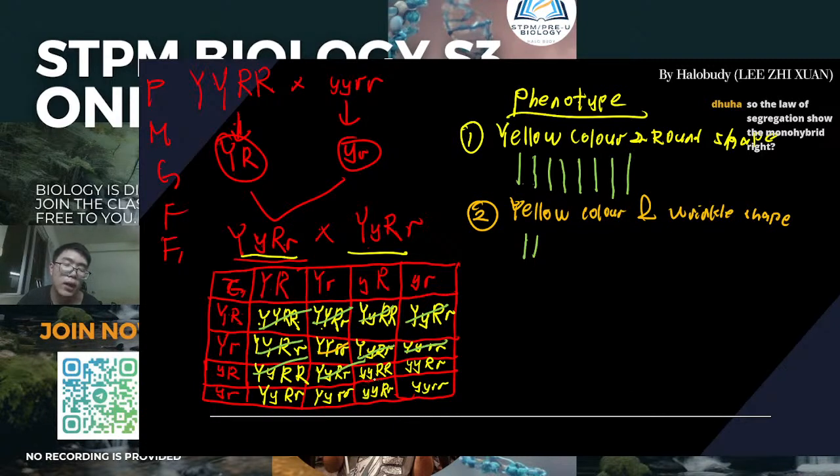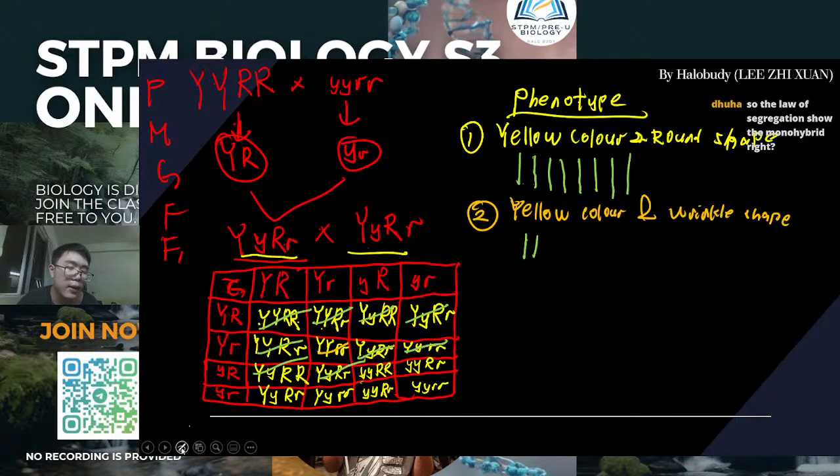Now, both y are small and R is capital. So this phenotype is green color, the seed color is green, and the seed shape is round. So this is another possibility.